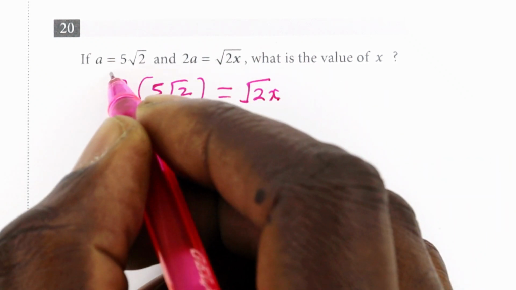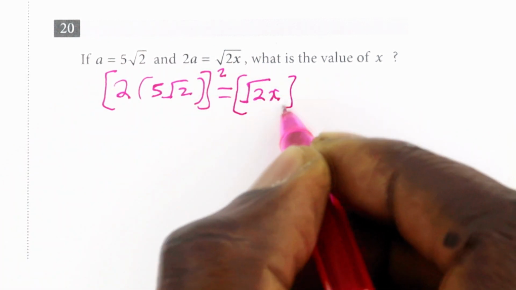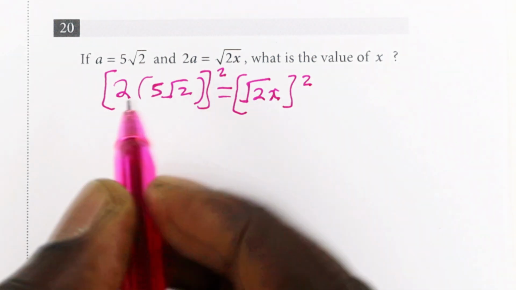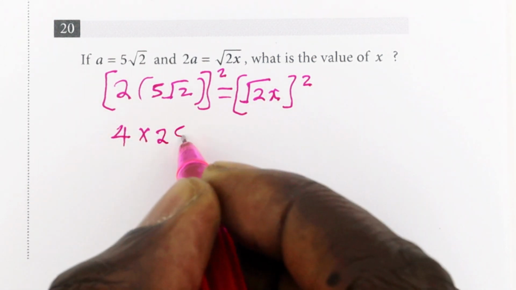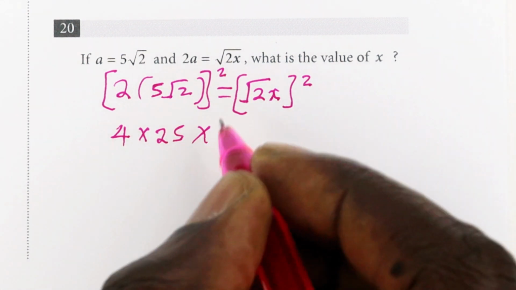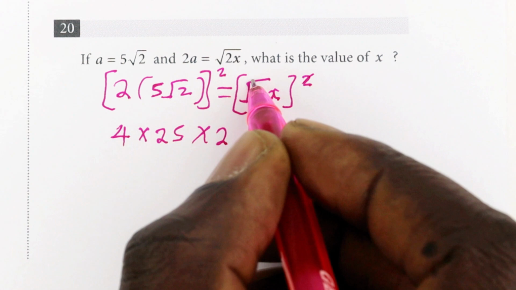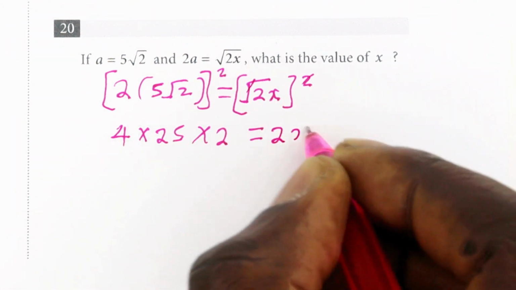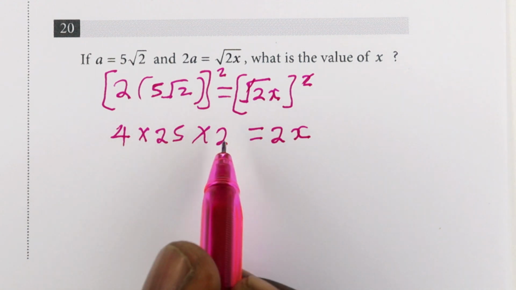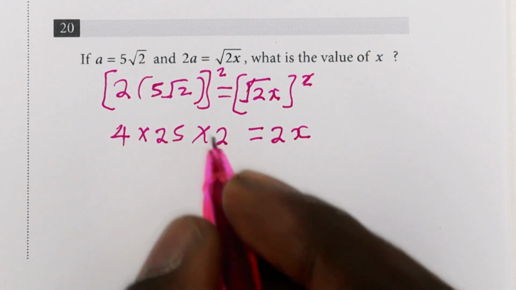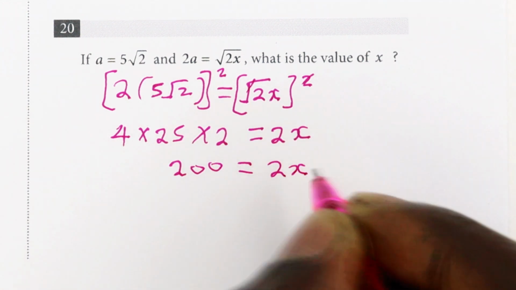The next thing is just to square both sides of this equation. So 2 squared is 4 times 5 squared, which is 25, times root 2 squared, which is 2, is equal to this square, and the root sign will cancel, so that we're left with 2x. So here you have 4 times 25 times 2, which is equal to 200. So 200 is equal to 2x.